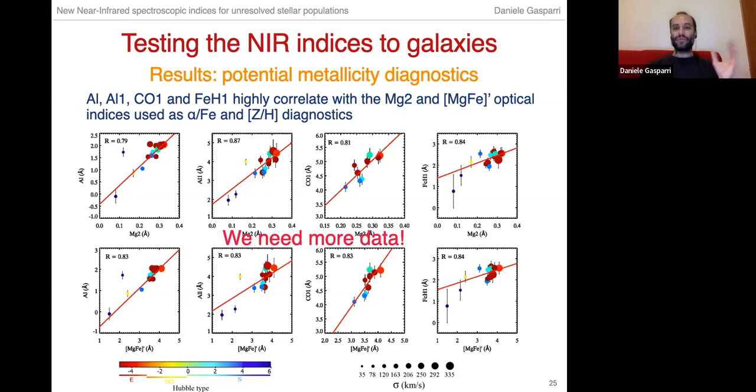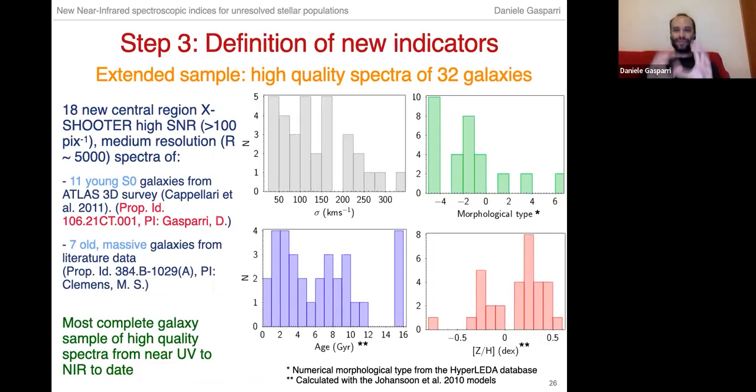The problem is that we need more data, and the more data are here. So in the third and last step, I used an enlarged sample of 32 galaxies.